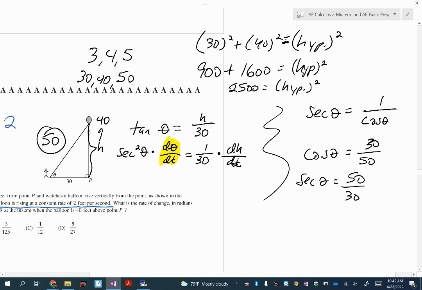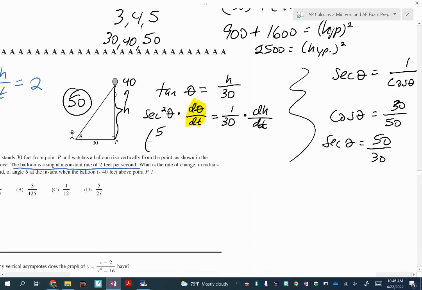And do I want secant in my formula? I want secant squared. Be nice to yourself, guys. How can you reduce 50 over 30? 5 over 3, right? Yes, I flipped it. So I'm going to write this down. I'm ready to plug in. Here we go. 5/3 squared times, I'm solving for this, d theta over dt. And what did I say is my rate at which the balloon is going up? 2. Nice.